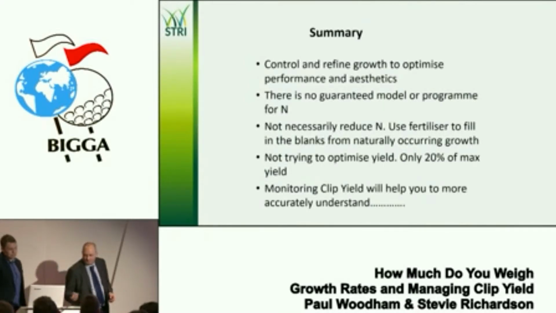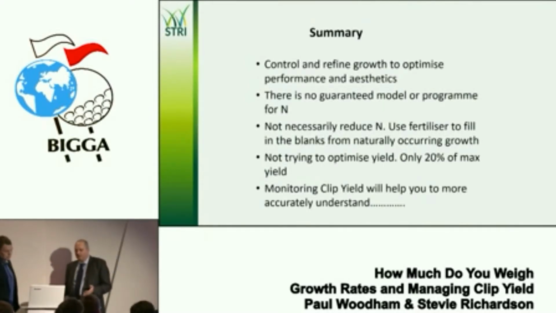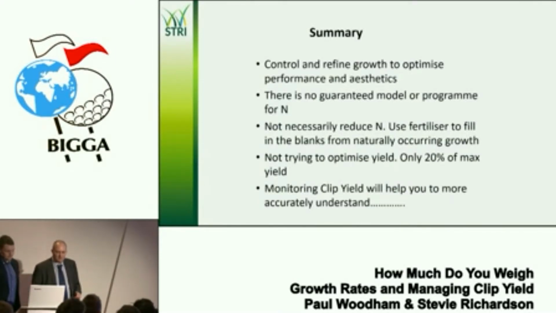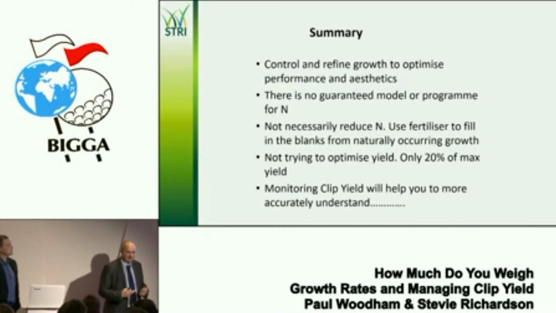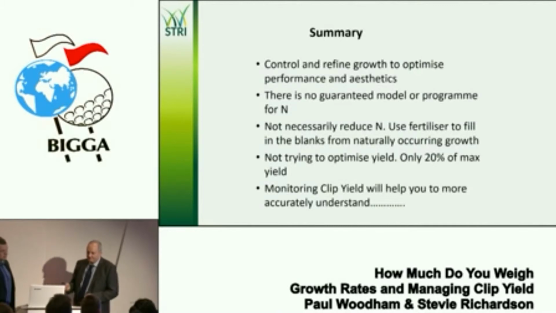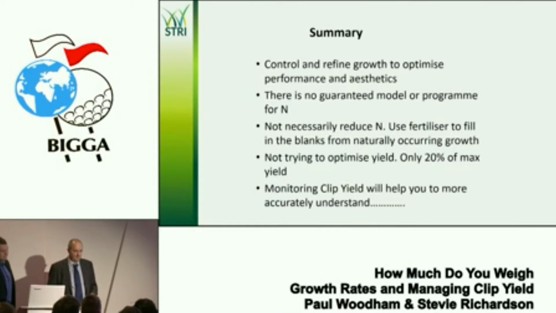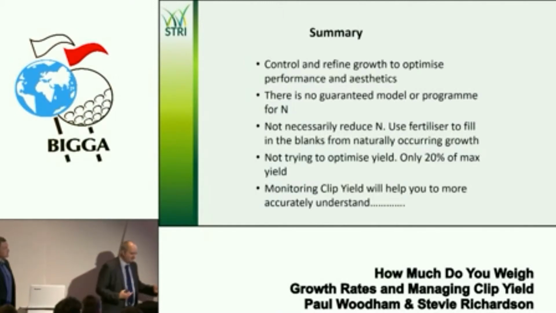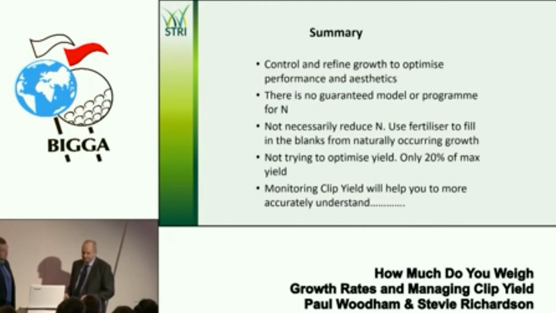Before we get into questions, what we're saying in summary is: measuring the growth yield or clip yield to control and refine the growth and optimize the performance and aesthetics. The art of greenkeeping is going to allow you to respond to these variances. There is no guaranteed model or program for applying nitrogen. Not through soil analysis. Leaf tissue analysis is a little bit retrospective, but you can see what's going on, but it's laborious, you need lots of it, and it's quite expensive.